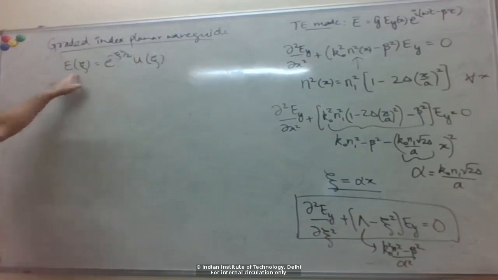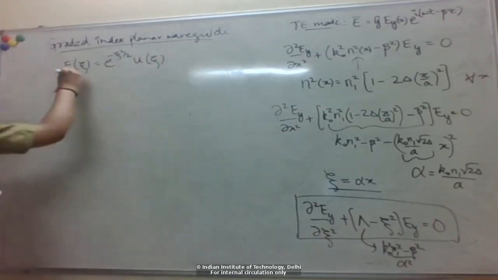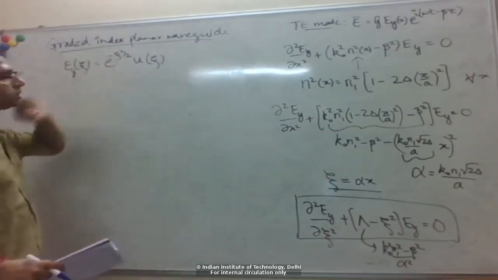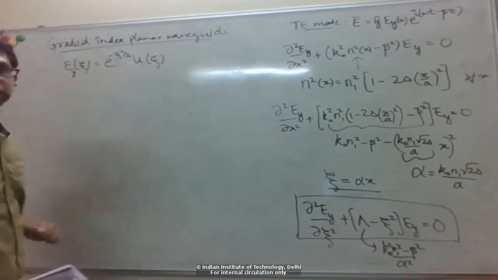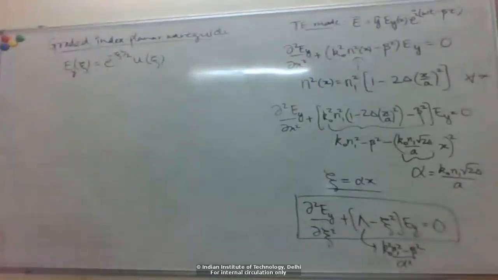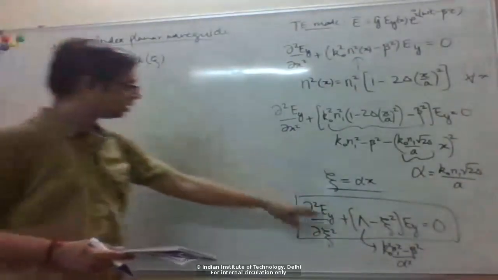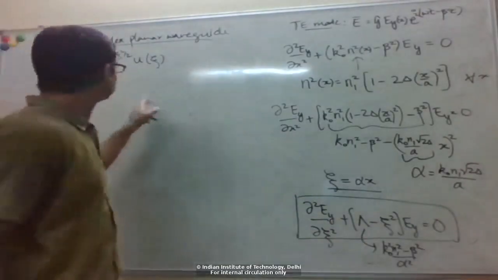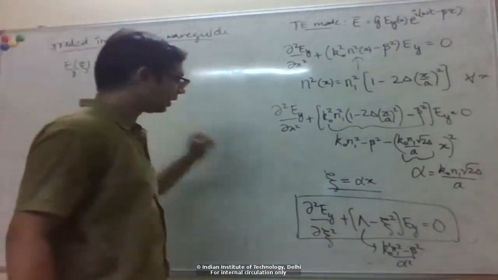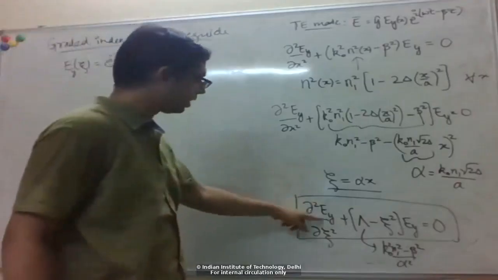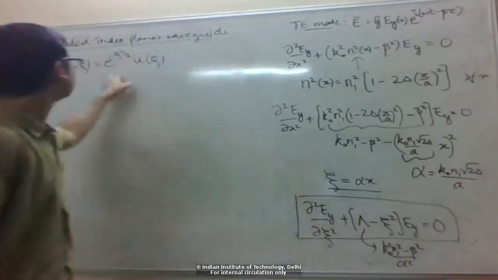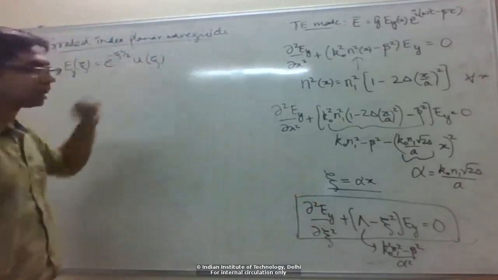Okay, so we write the solution Ey as a product of this Gaussian function e to the minus psi square by 2 times some other function. And we substitute this into this differential equation. So first you have to find out what dy by d psi is, and then the second derivative d square y by d psi square. We get multiple terms because both these are functions of psi.